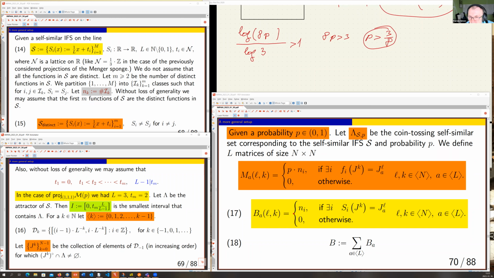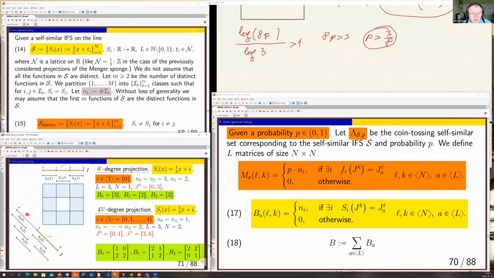So B_LK is equal to N_i if there is a mapping S_i which sends, so what was J_K? J_K is a basic interval. Probably it's better if I immediately show it to you on a certain example. I think the best, if not in general explain, because then there will be too many definitions. So assume that we do not consider the random Menger sponge, but the random Sierpiński carpet.